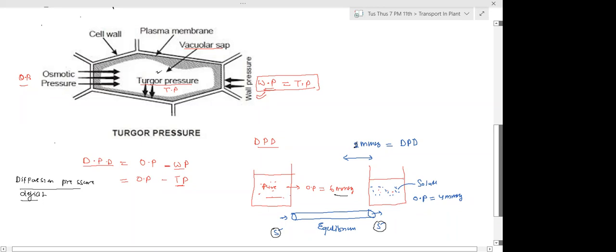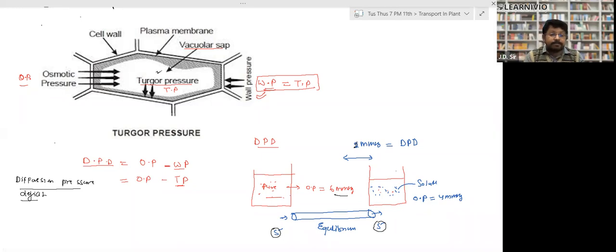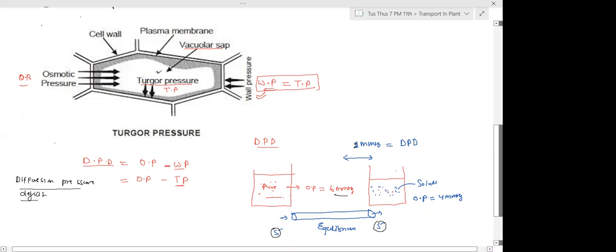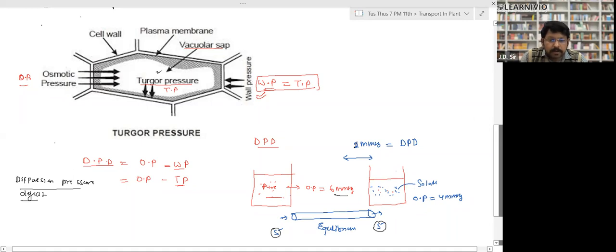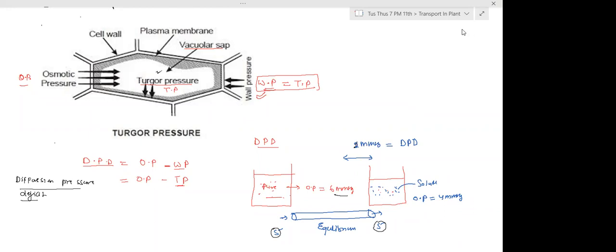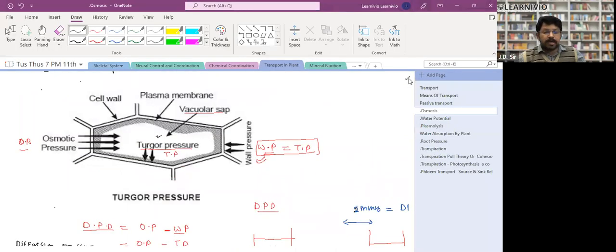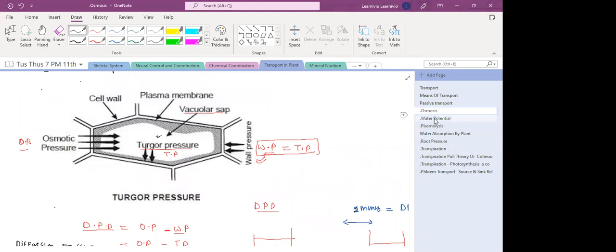Clear? Yes, sir. So DPD is the pressure deficit, meaning the pressure is less at the second end. That is called DPD. Okay, sir. Thank you, sir. Welcome. So Saeed, is it clear? Yes, sir. Okay, let's move to the next. Actually, these are very complex concepts, and if you get the concept once, you will get it always. So feel free to ask me if you have any doubt, right?